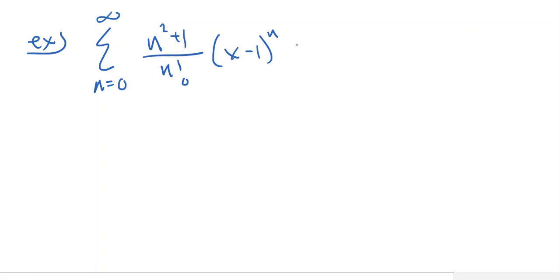So the terms of this sequence are going to be, when n is equal to 0, we will have 0 squared is 0 plus 1 is 1 over 0 factorial is 1. And then we're going to have x minus 1 to the 0 power. Anything to the 0 power is just 1, so this all just becomes 1. Plus, now when n is equal to 1, we're going to have 1 squared is 1 plus 1 is 2.